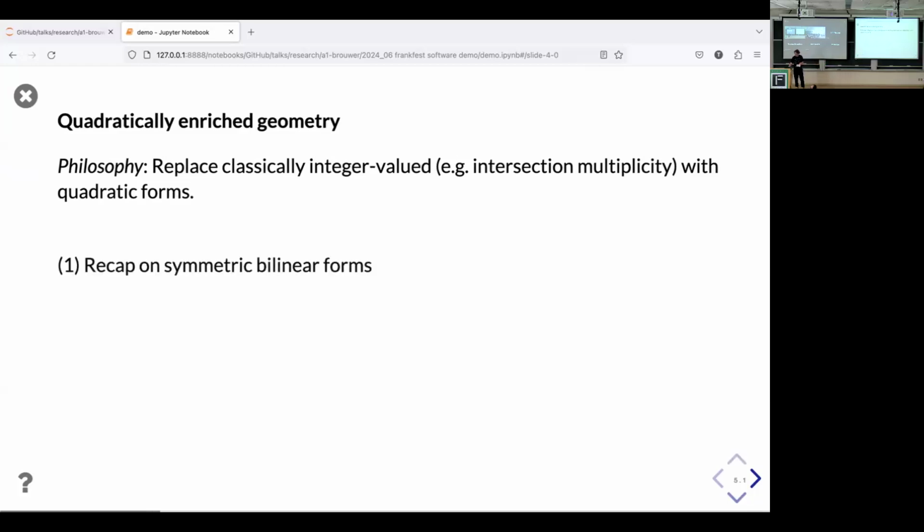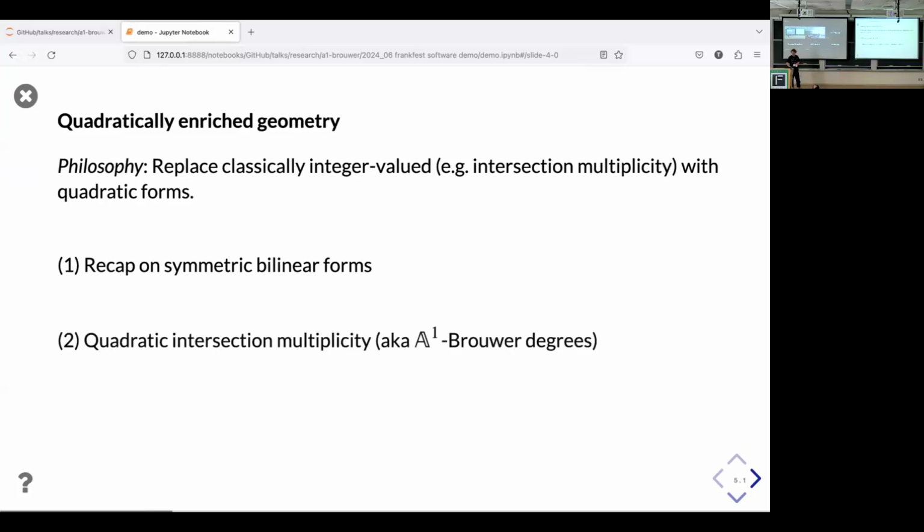So what I want to say, first of all, is I'm going to recap quadratic forms, symmetric bilinear forms, very briefly for everyone. All the fields are not characteristic 2, if that's something that you know about. Then I want to define, or at least talk about, what quadratic intersection multiplicity is and how it relates to these pictures we've seen of Brouwer degrees. And then finally, I want to talk about doing some coding and doing quadratic enumerative geometry and answering questions over other fields.